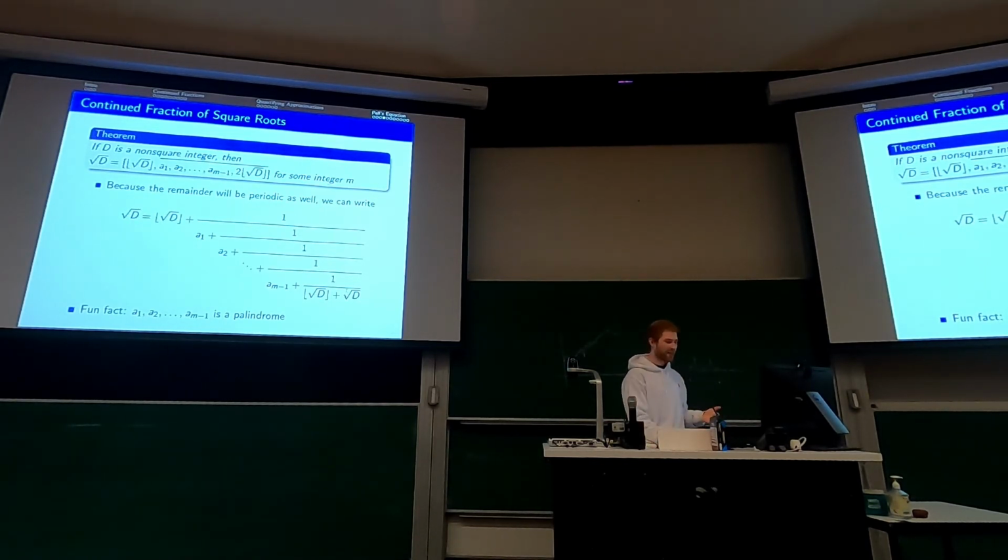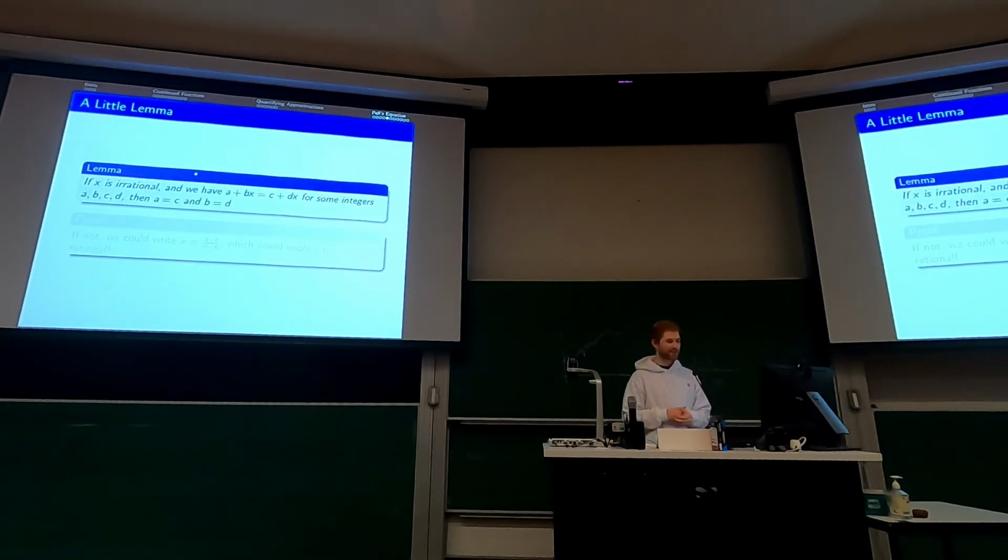And a fun fact that we won't need, but is kind of cool, is that these numbers here are palindromic. So a1 is equal to a(n-1), a2 is equal to a(n-2), and so on. It's like a palindromic sequence. And it turns out this is really helpful in solving Pell's equation.